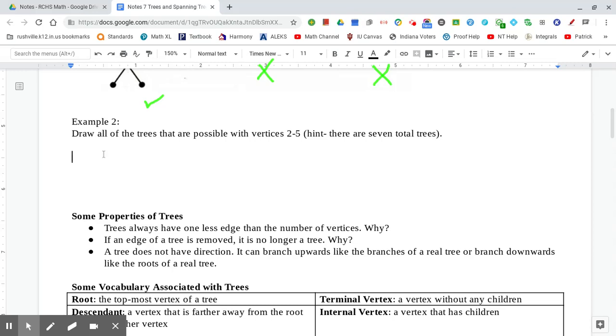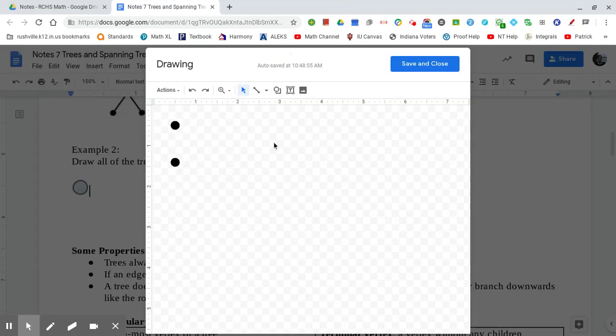Next, we're going to try to draw all of the trees that are possible with 2 to 5 vertices, and I'm giving you a hint that there are 7 total trees. Let's start off with the easiest one. If we have 2 vertices, they need to be connected, and so all I need to do is draw in an edge connecting the two, and now I have a tree diagram for 2 vertices.